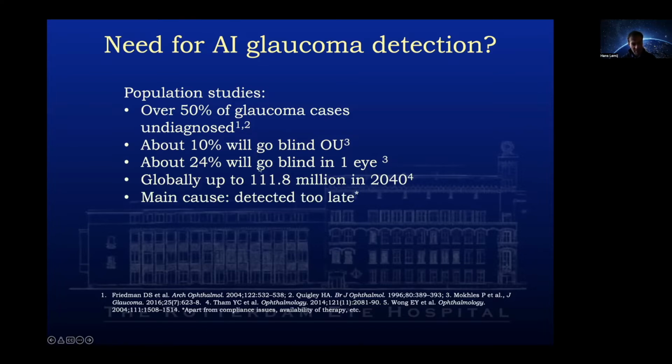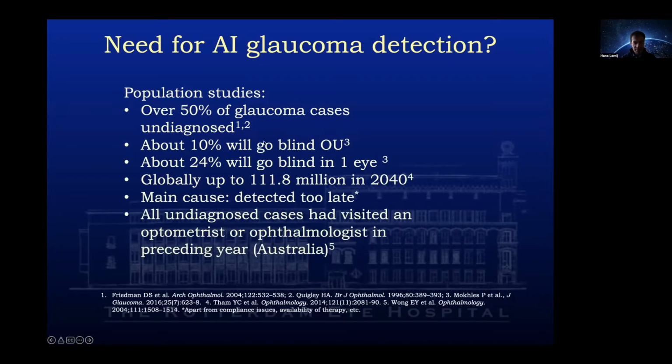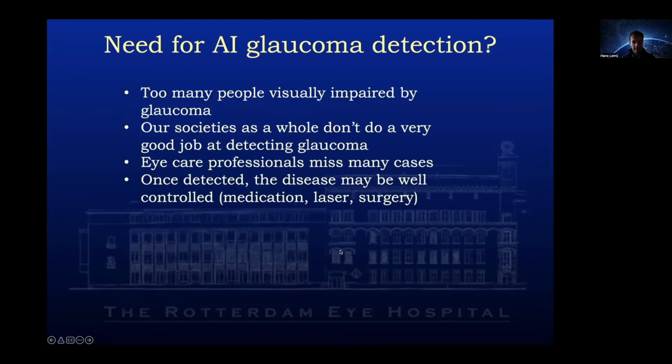And the main cause for their blindness or the severe visual impairment is that they're detected too late. And once detected, they can be treated well to stop the disease or slow it down. There was an interesting study in Australia that showed that all undiagnosed cases had visited an optometrist or an ophthalmologist in the preceding year. This was done in a population-based study.